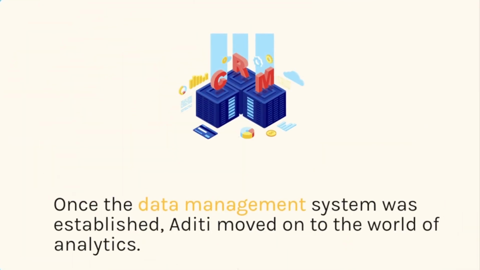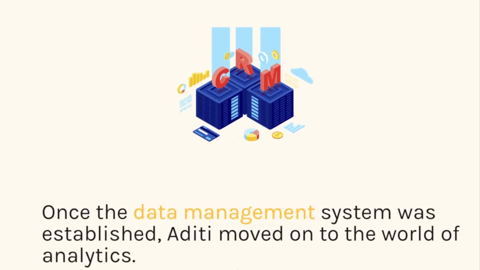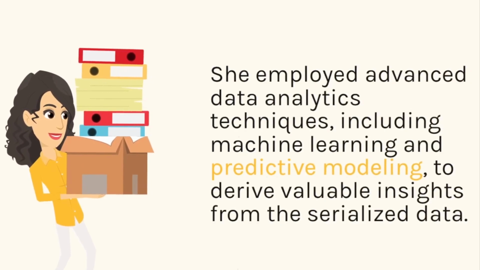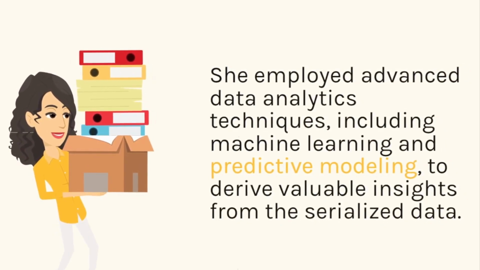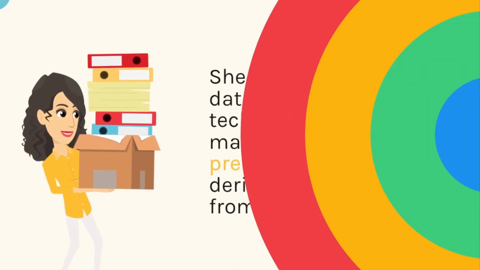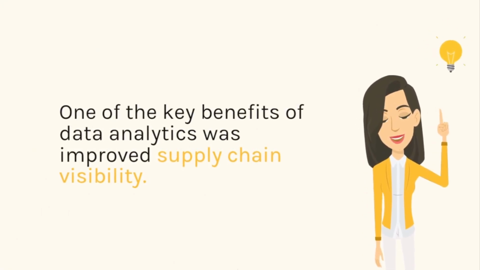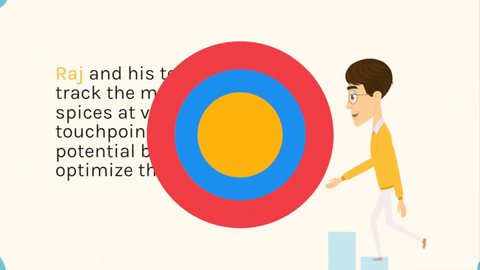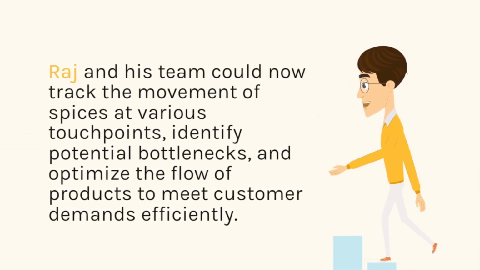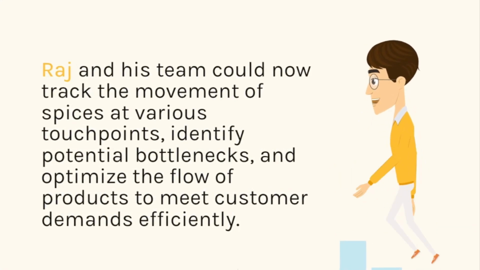Once the data management system was established, Aditi moved on to the world of analytics. She employed advanced data analytics techniques, including machine learning and predictive modeling, to derive valuable insights from the serialized data. One of the key benefits of data analytics was improved supply chain visibility. Raj and his team could now track the movement of spices at various touchpoints, identify potential bottlenecks, and optimize the flow of products to meet customer demands efficiently.